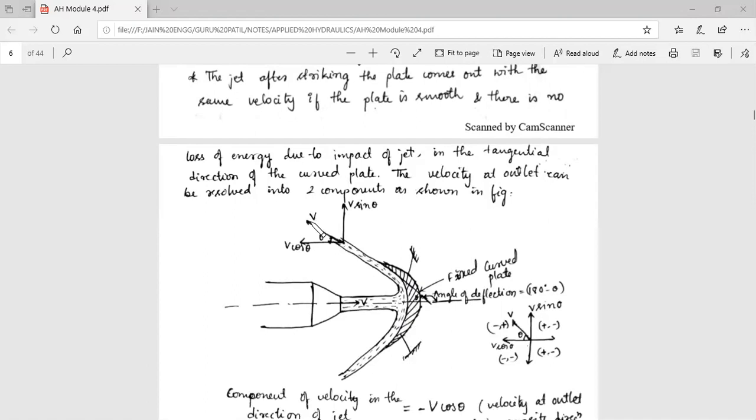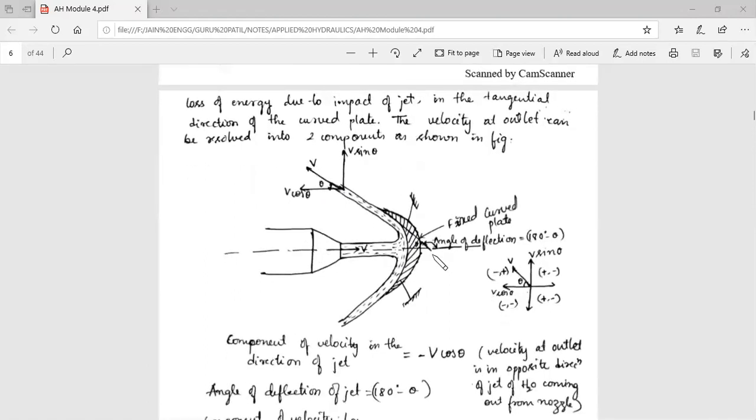So here it is moving with a velocity V. The vertical component is V sin theta and the horizontal component is V cos theta. Now this curved plate has been inclined at an angle of 180 minus theta. So here you can see the whole is 180, but this angle is theta. It is deflected with an angle theta, so this angle will become 180 minus theta. And here you can see the proper method to take the components, how it should be resolved.